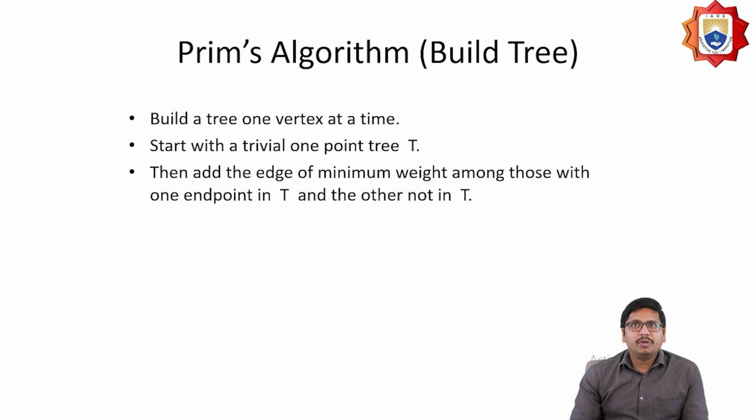So here we have to construct the tree first. For that, I am going to select one vertex at a time, start with one trivial tree, then add the edge of minimum weight among those whose one endpoint is in the tree and the other is not in the tree. So build a tree one vertex at a time, start with one trivial point, and add an edge of minimum weight with one endpoint not in the tree.